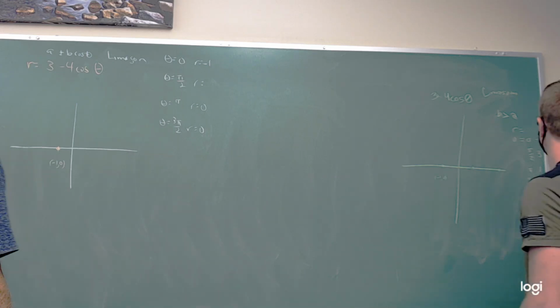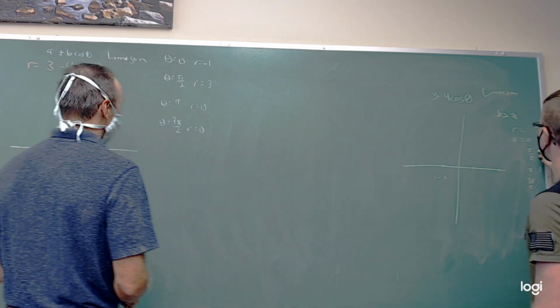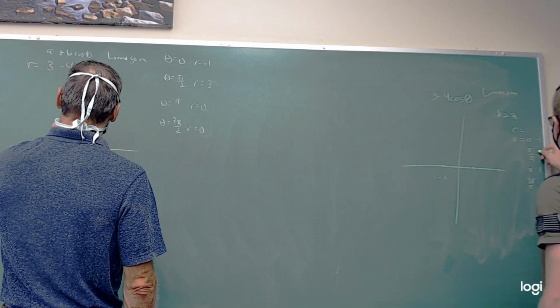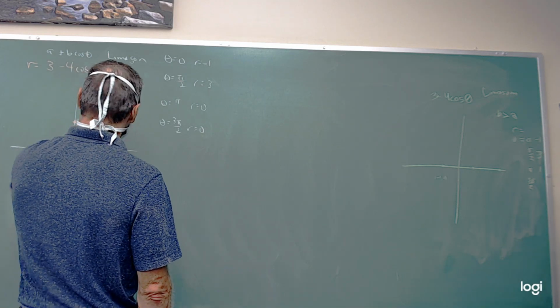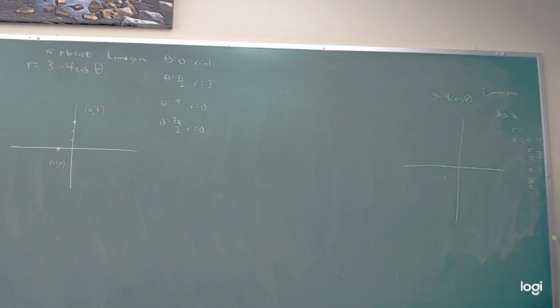So when theta is pi over 2, cosine is 0, so the r is going to be 3. General gist is there. We're going to label it using rectangulars.